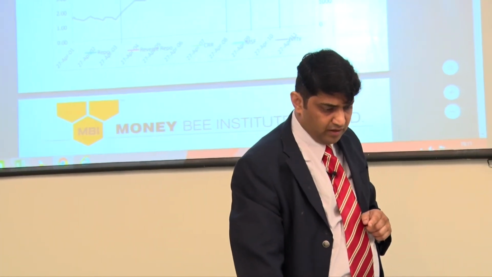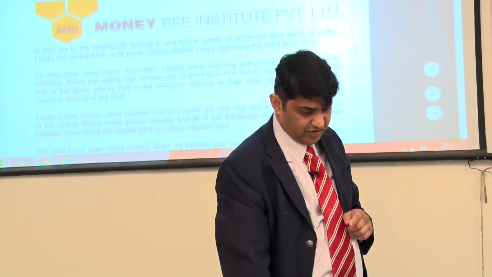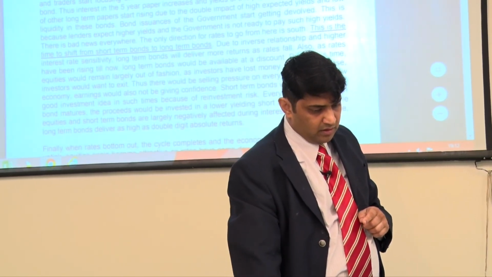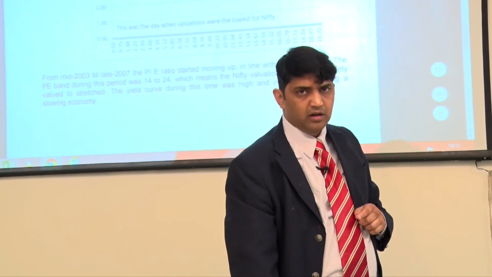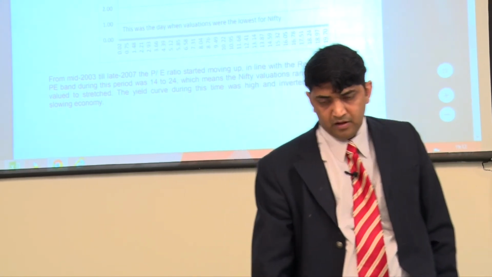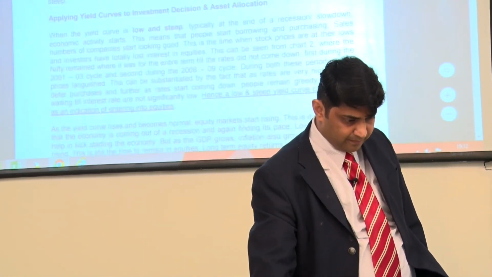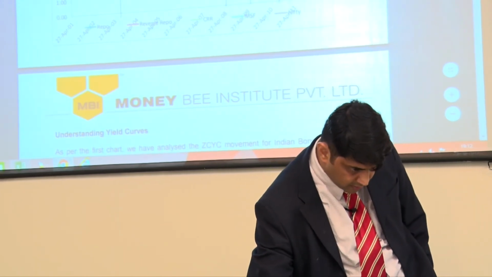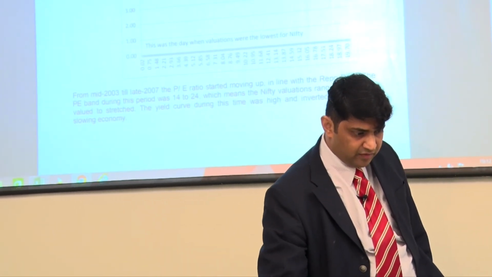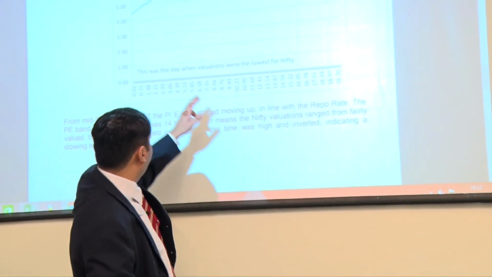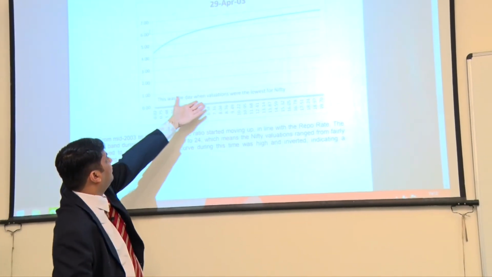This can be proved with just 2 data points or 2 dates. What were the valuations? What was Nifty PE? April 2003. What was the interest rate? Let's quickly see. April 2003 is this period when interest rates are at their lowest. When interest rates are at their lowest, what was the Nifty PE on that date? This was the day when the valuations were lowest.